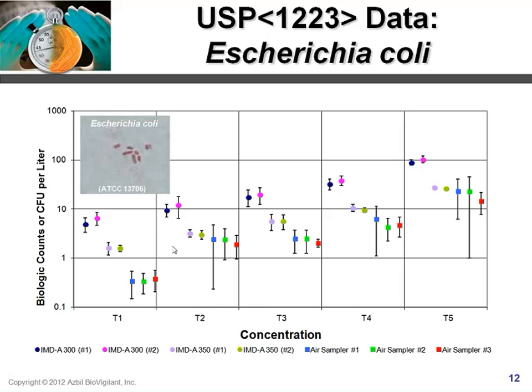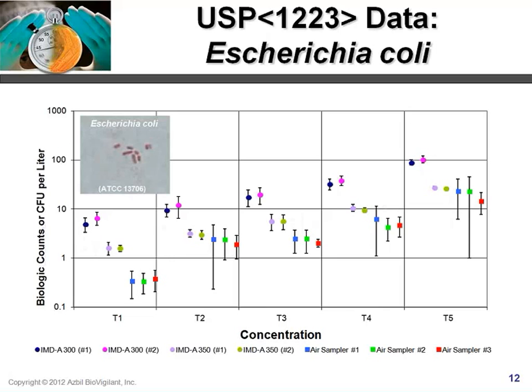Another general trend that you can notice is the difference in error bars, which is a measure of standard deviation, between the IMDA systems and the traditional air samplers. And this approximates an assessment of precision. So the smaller the error bar, the more precise your measurement is. And you can see that the air samplers, even at the higher concentrations, have some limit to their precision, whereas IMDA systems have a very tight precision, and the precision gets even better as the concentrations increase.